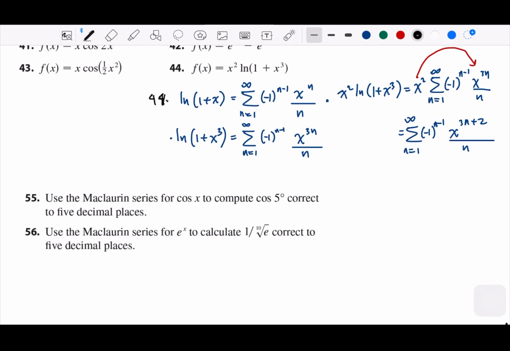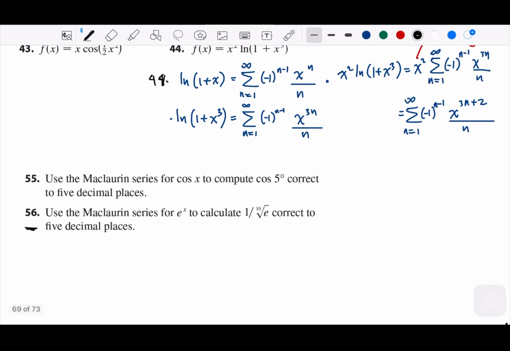Let's say we are going to try number 56. Okay, so use the Maclaurin series for e^x to calculate 1 over the square root of 10 of e, or we can write this as actually e^(-1/10), right?